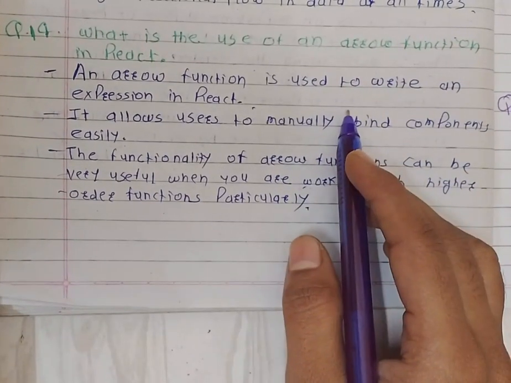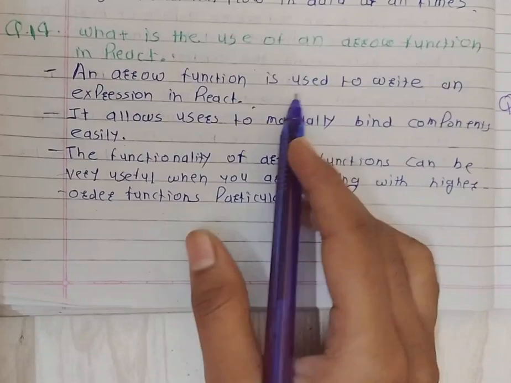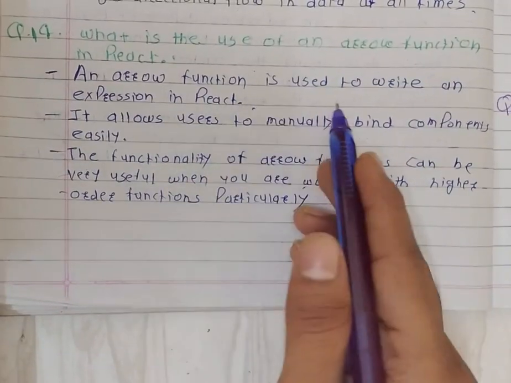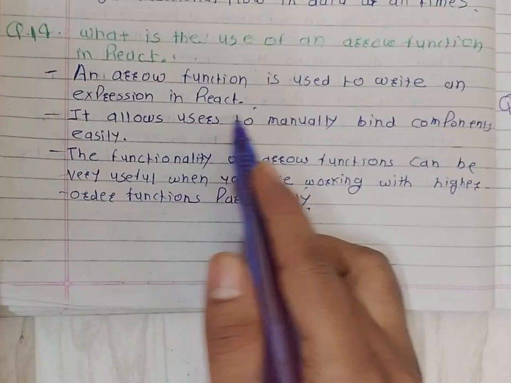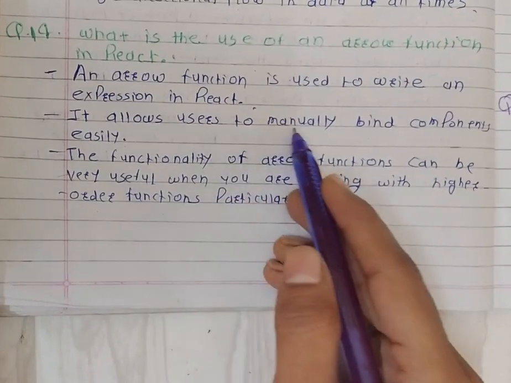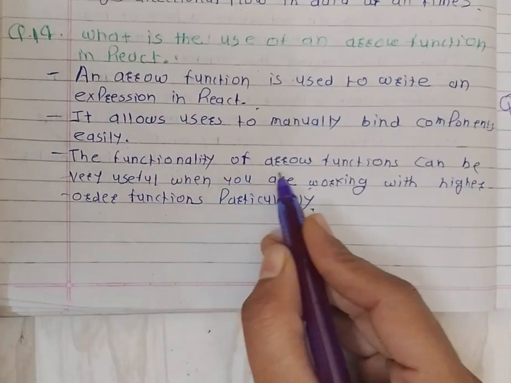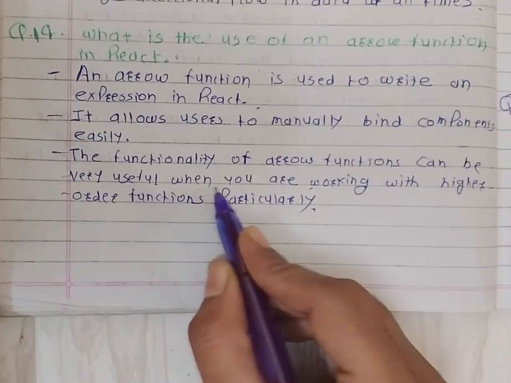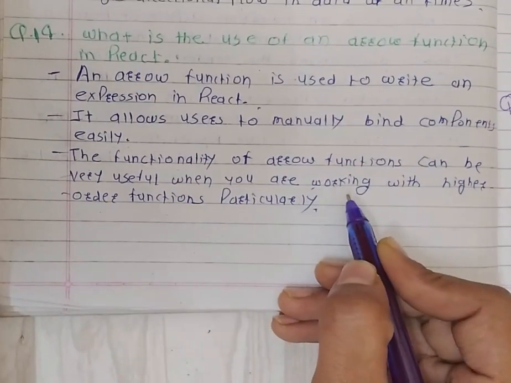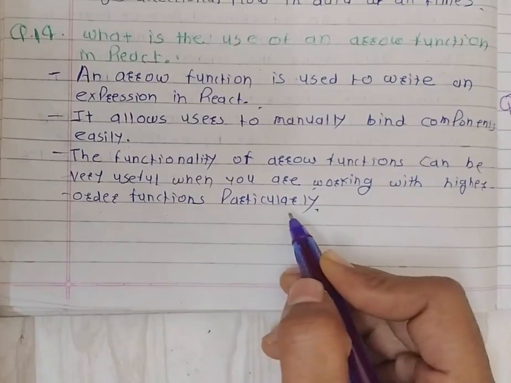What is the use of an arrow function in React? So basically an arrow function is used to write an expression in React. It allows users to manually bind components easily. The functionality of the arrow function can be very useful when you are working with higher order functions particularly.